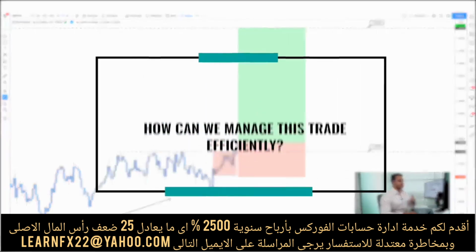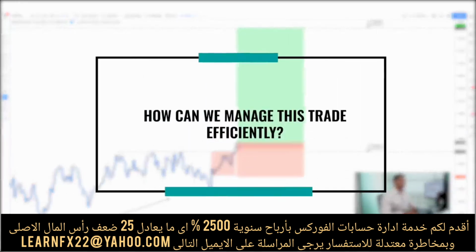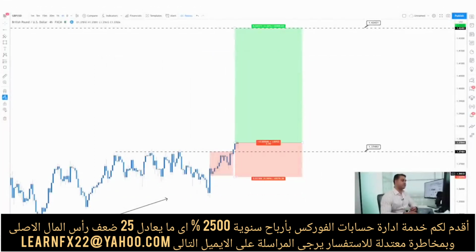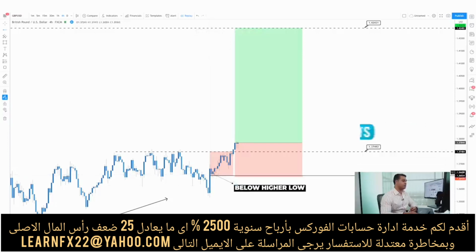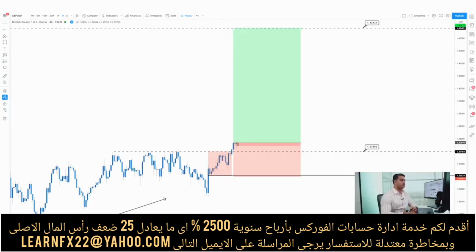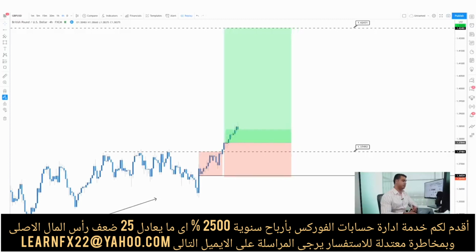Now, how can we manage this trade efficiently? Well, let's continue to see what happens. We have a very safe stop loss, which is below the last higher low. Using our box technique here, we have a very safe stop loss because this is the area in the market where price can come back to create whatever it wants to do. As long as it doesn't break the structural low, we should be good to go. So let's continue to see what the market does.